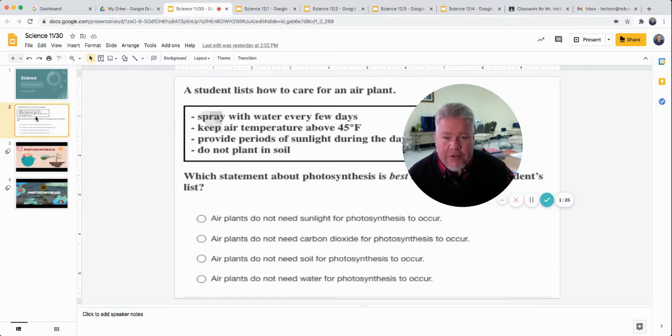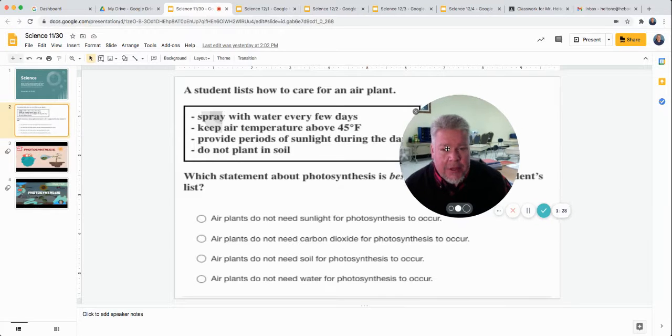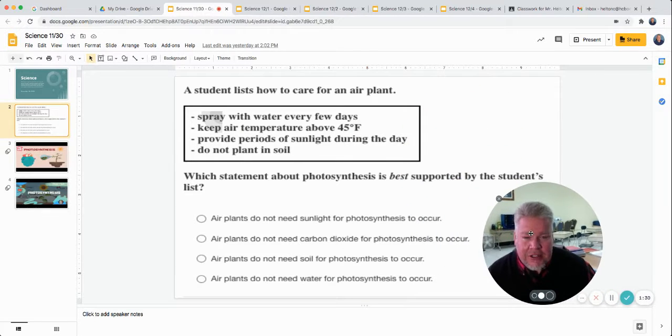Now, here's the first photosynthesis question from the benchmark test. And it's kind of just a common sense one here. So let's take a look at this. It says a student lists how to care for an air plant. So an air plant, you may not have ever heard that before, but an air plant is a plant that is hanging in the air. It's not got roots in the ground. So that could be one of the reasons why you missed this question, because not many people grow air plants.